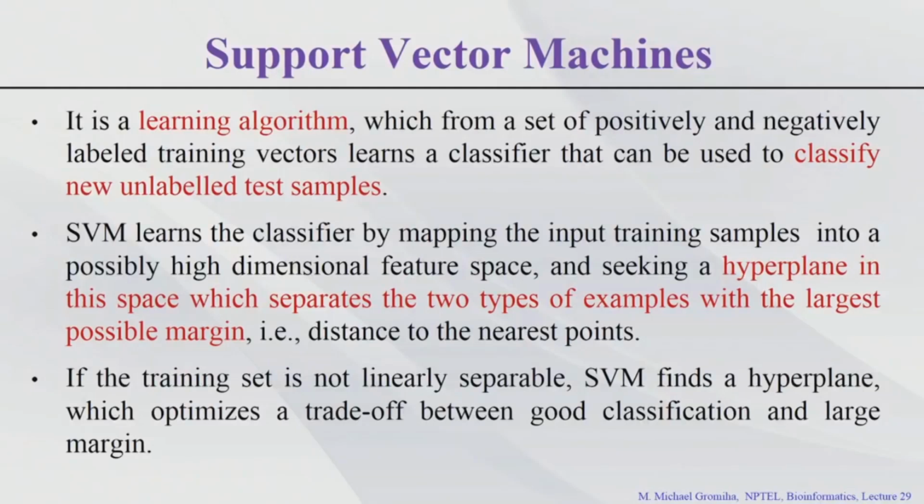This is another one called support vector machines. I will give you the details with the equations in the next class. It is also a very popular, widely used algorithm. It is a kind of learning algorithm which has 2 sets of values, for example, positive and negative labeled vectors. They can classify these positives and negatives, and using this information they can classify the unlabeled test samples. The SVM learns a classifier by mapping the input training samples into a possibly high dimensional feature space and seeks a hyperplane which will separate the 2 examples, whether positive or negative.